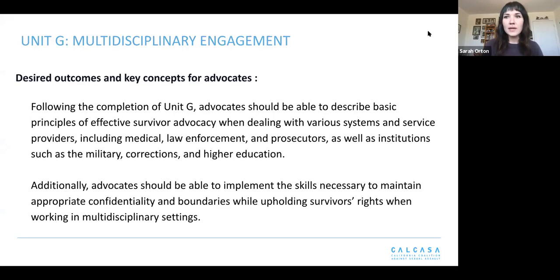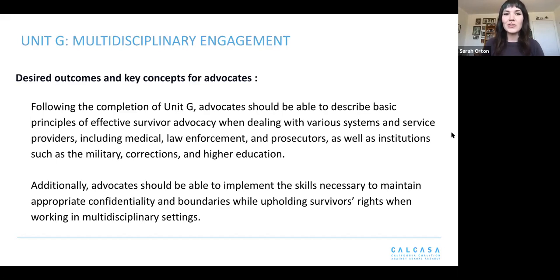So just some quick desired outcomes and key concepts for advocates. Again, this is kind of the purpose of the unit. This is what we want advocates that go through the training to be walking away with. So after learning about multidisciplinary engagement in Unit G, advocates should be able to describe basic principles of effective survivor advocacy when dealing with various systems and service providers.